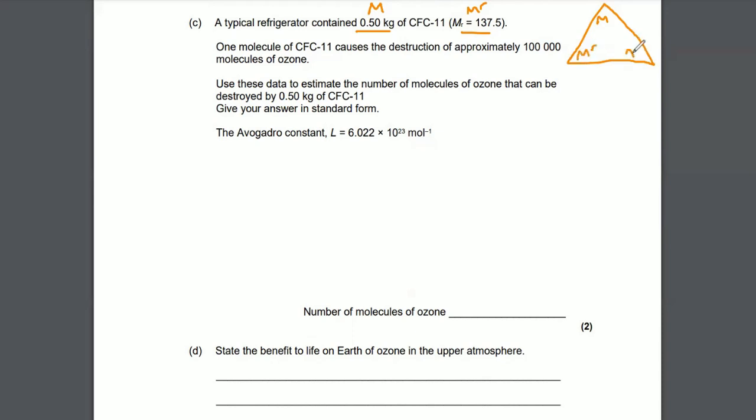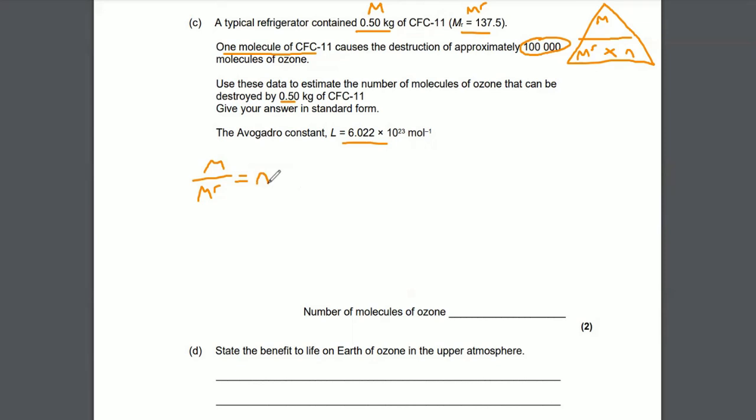Whenever there's going to be a calculation, you need to work out what equation you want to use. And we've got mass, we've got Mr. So I'm pretty sure we're going to be doing mass over Mr times moles at some point. Now, it's saying for every CFC, you break down 100,000 ozone molecules. Use these data to estimate the number of molecules of ozone that can be destroyed by 0.5 kg of CFC11. Give your answer in standard form. We are also given Avogadro's constant, which means you're going to have to use that as well.